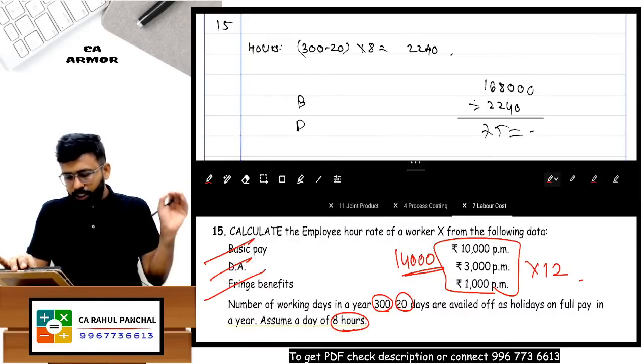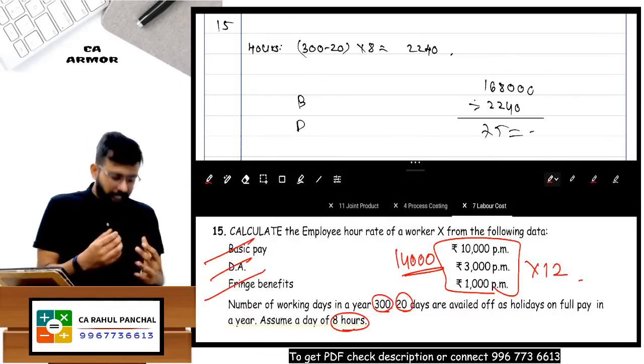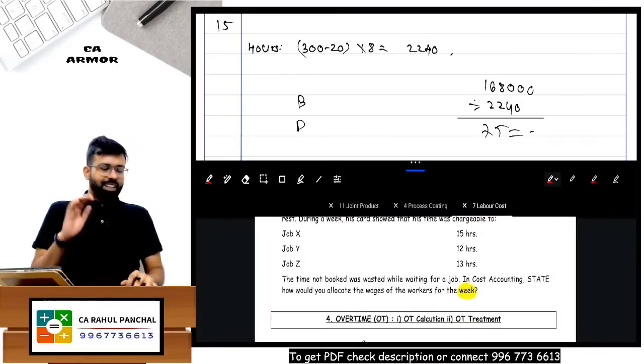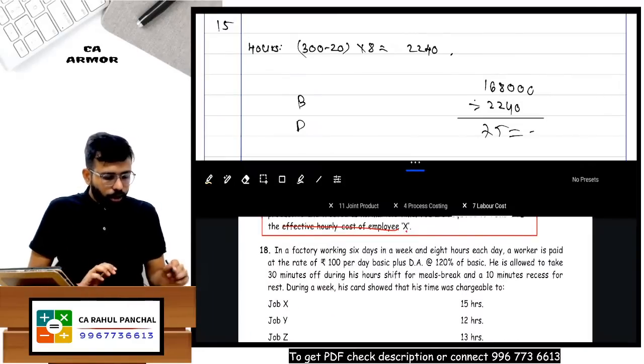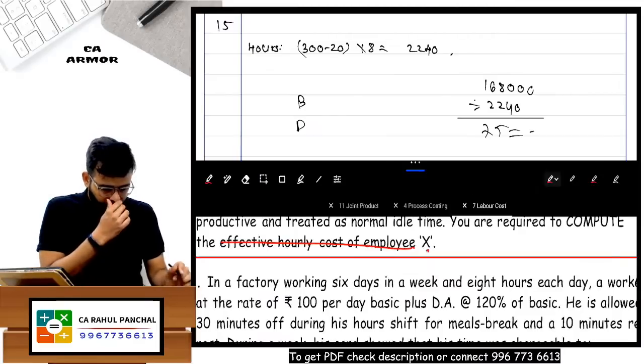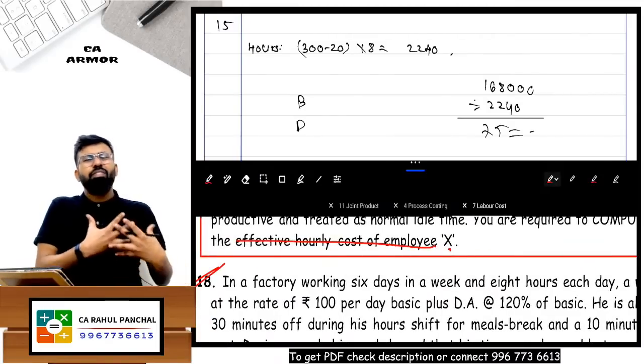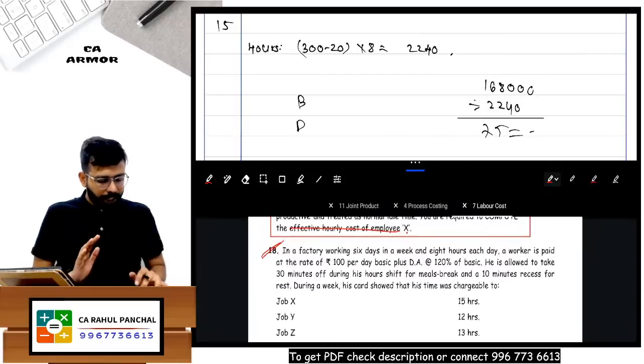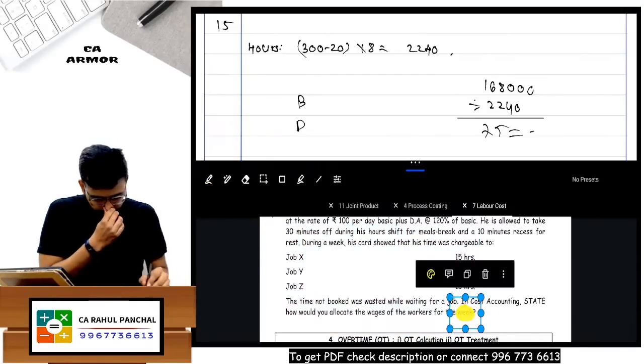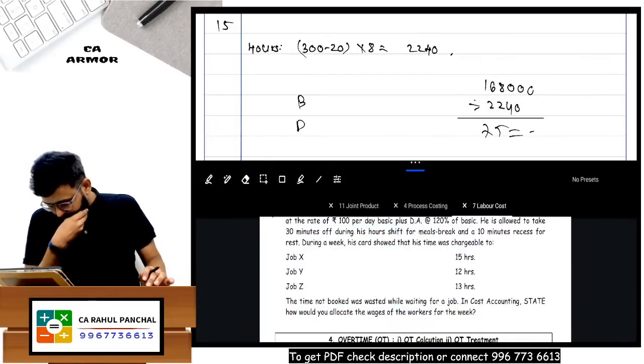Now, there is question number 18. It is comparatively tricky. Again, chances are there. I feel that this question can come in your examination. So please mark this as important. This question number 18, I feel this can come in your examination. Question number 18. Let's see this. Chalo, let us see what is there.